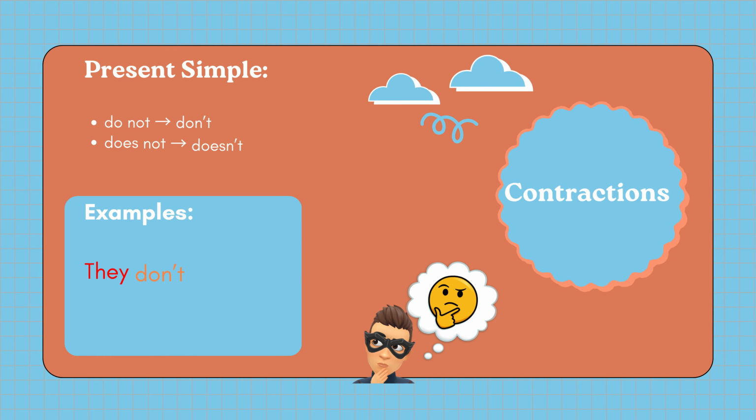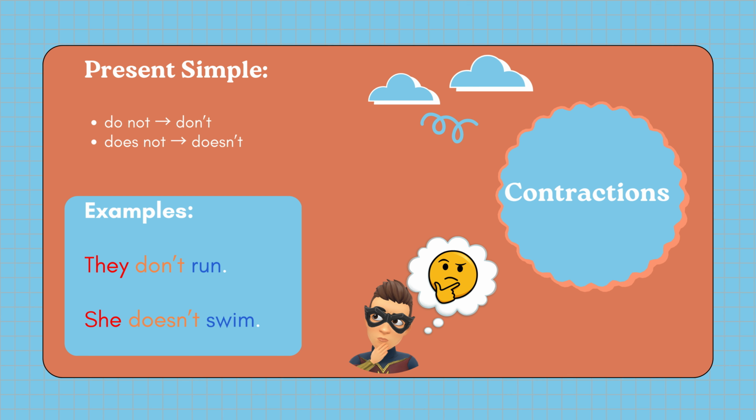Let's take a closer look at the negative form in the present simple, especially how we use contractions. Do not becomes don't, and does not becomes doesn't, like they don't run, or she doesn't swim. These forms sound more natural and fluent in conversation, and they help us clearly express what isn't happening, just as important as what is. Mastering them brings clarity and confidence to your communication.